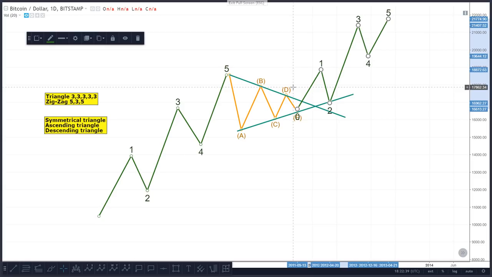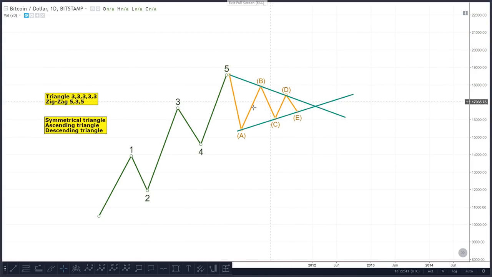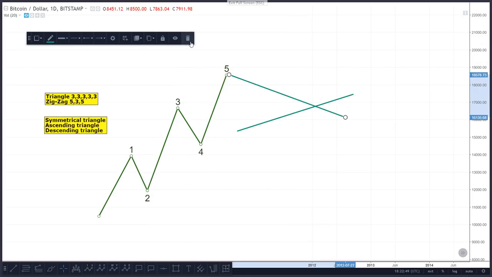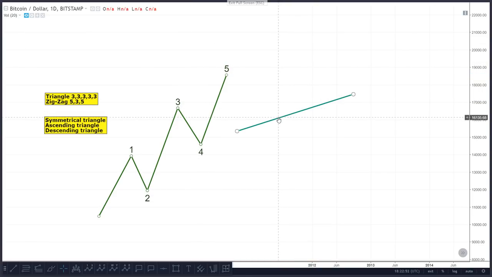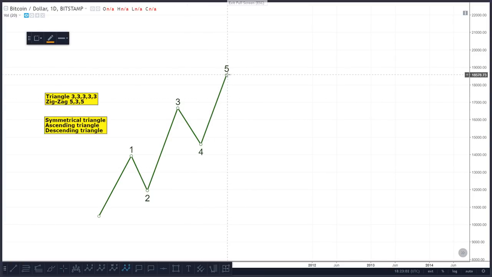Now, let's get rid of that. So this is our symmetrical triangle. Let's delete this now, and we'll talk about the other types of triangles. Because we're seeing a bullish trend here, the next most common type of triangle is what we call an ascending triangle.